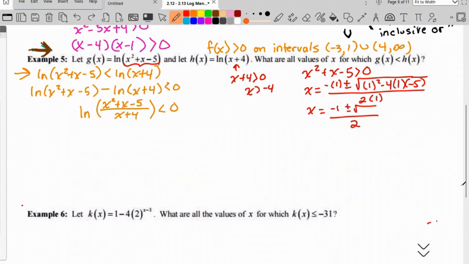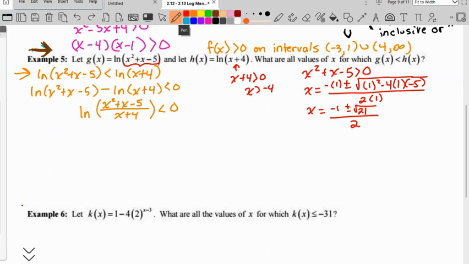sorry about that. Let me move that out of the way. I think that's what's moving it. Okay. It's going to be negative. No, it's going to be positive 21. So it's going to be the square root of 21. Okay. And 21 is not prime, but it's 3 and 7. So it doesn't simplify under the radical.